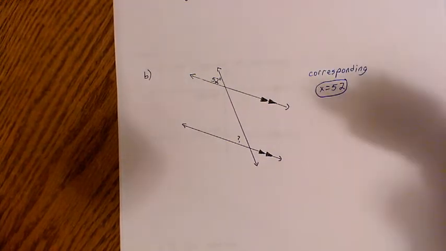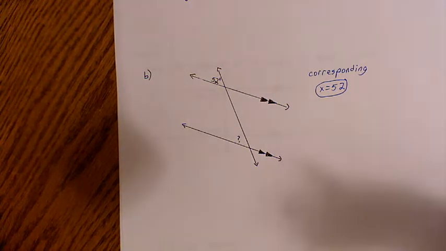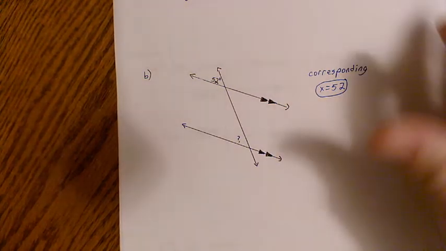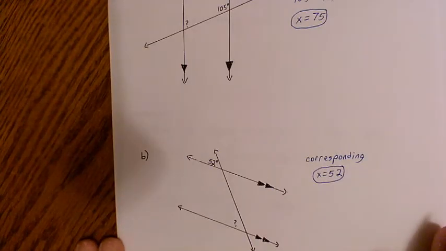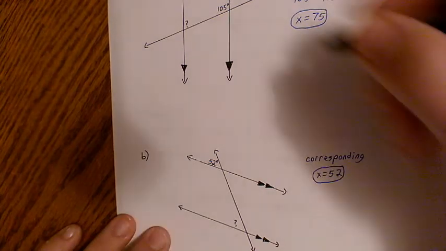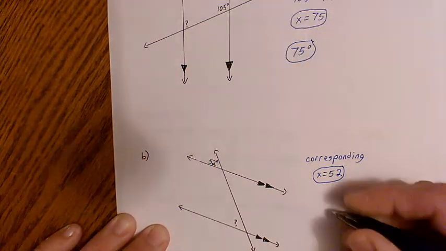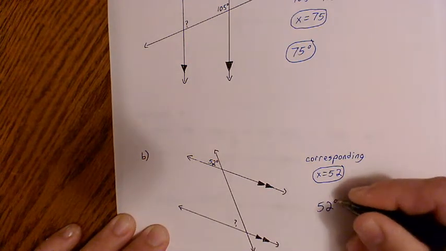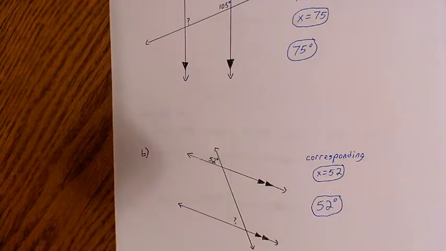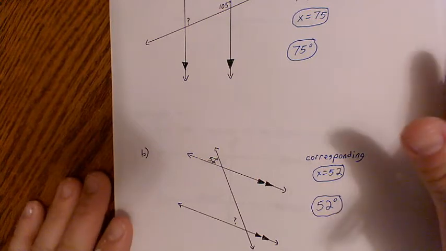And really, I probably shouldn't have been answering these with x equals. I should have just said on the first one, 75 degrees, and on the second one, 52 degrees, if I'm actually answering these correctly. And that's just simply because there was no x on the problem. It just wanted me to find the measure of the angle. All right, moving on to example 3.